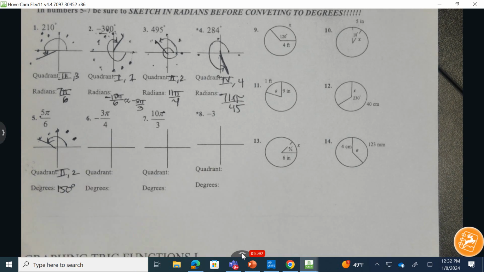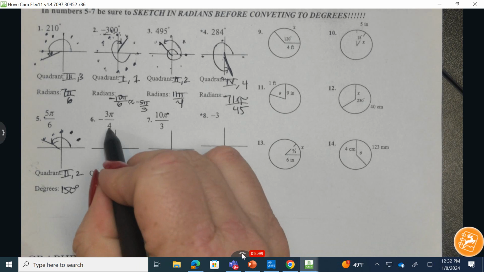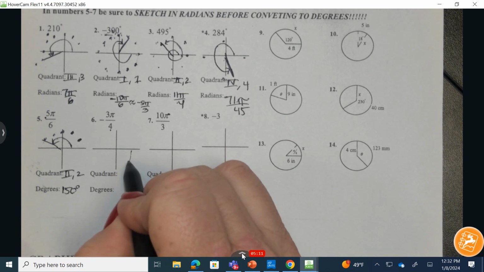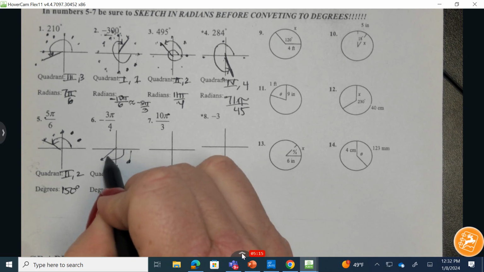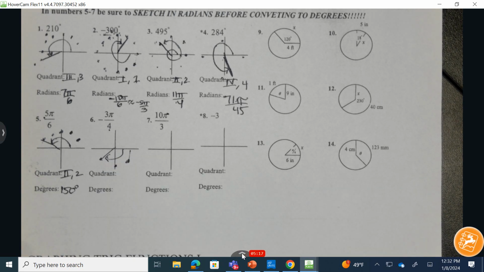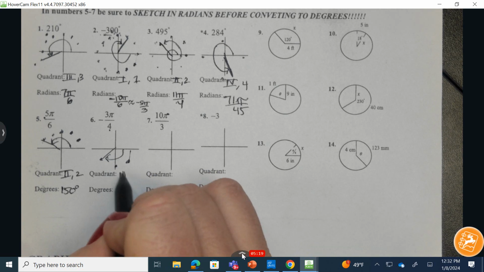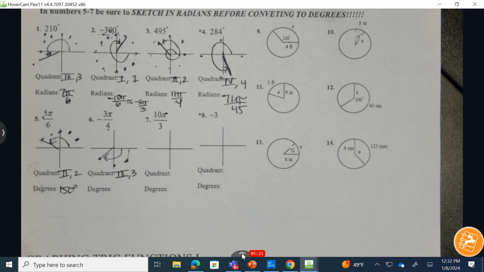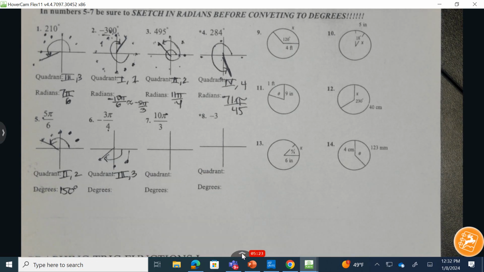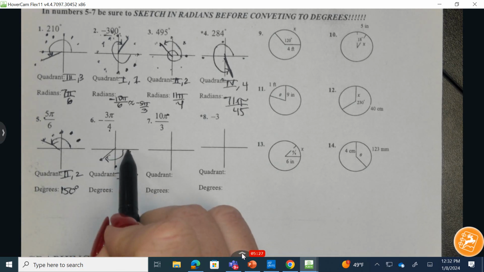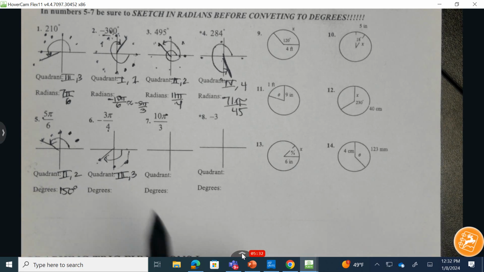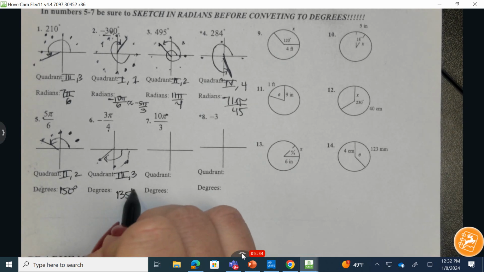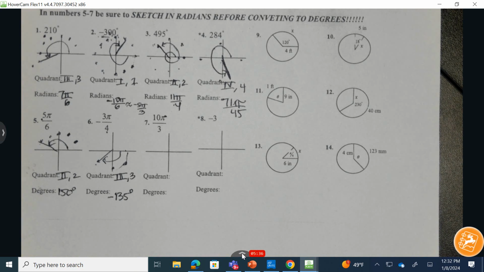Now we have a negative. So I'm going to go backwards and notice that the denominator is 4. So here's 1, 2, 3. So here's where negative 3 pi over 4 is. That's in quadrant number 3. In terms of degrees, we're going to go back. What is 3 pi over 4? Well, it's going to go 45, 45, and 45. So 3 groups of 45 would be 135, and it is reversed.